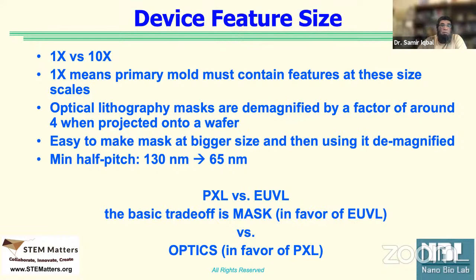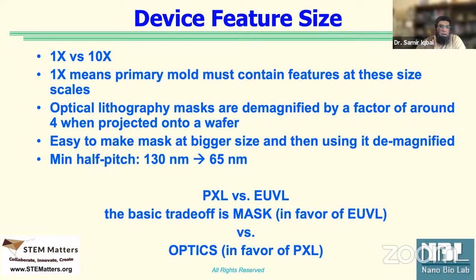But this has given us a major step up that we can have a half pitch of 65 nanometer, which means we can bring many more devices close to each other. So in a unit area, we can now bring almost double the devices, because we can make each device next to each other much more closely, right?